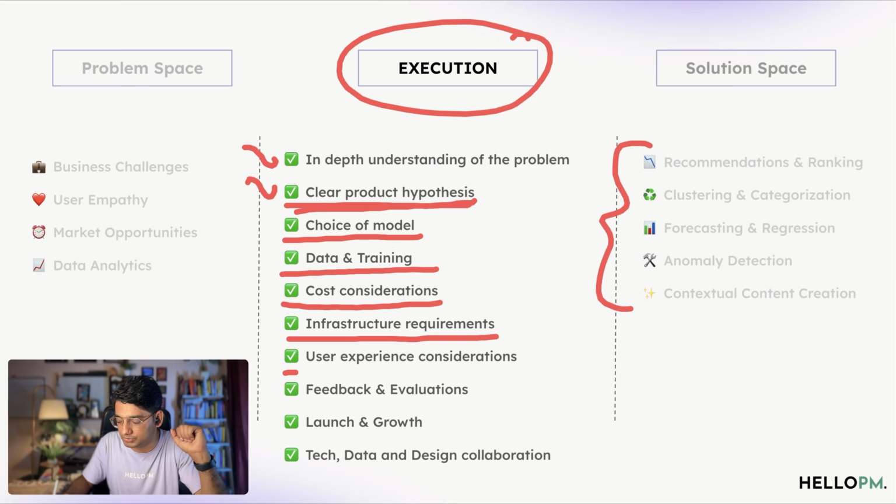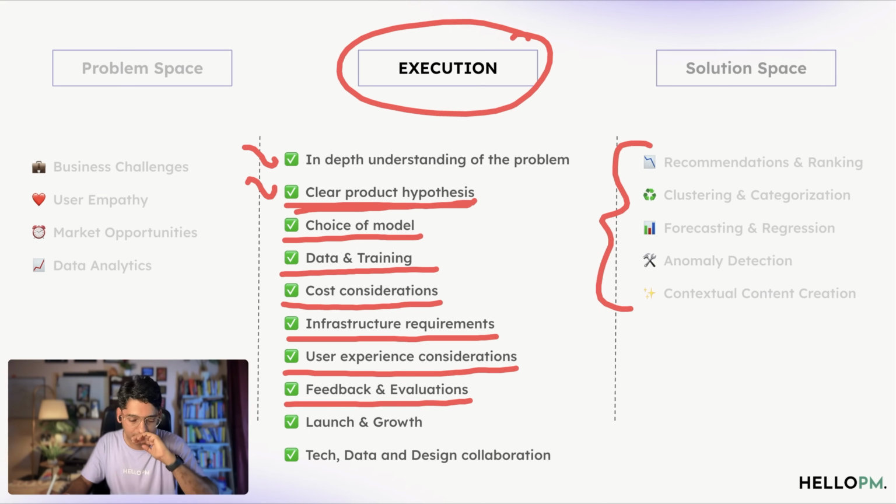Similarly, we'll talk about user experience considerations. As I've told you, whenever you are creating AI-based products, there are some user experience considerations or challenges, which we are going to talk about in a moment. Eventually, you will talk about feedback and evaluations. Understand, AI has a habit of hallucination, which is it gives you wrong answers with a lot of confidence. So how do you solve all of these things? I'm going to tell you in just a moment when we talk about feedback and evaluations.